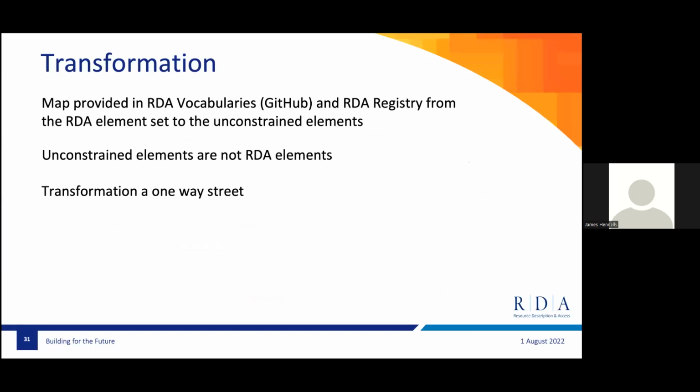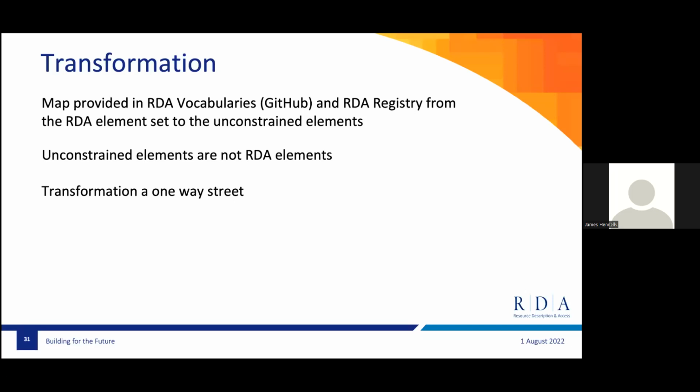The whole purpose for them existing is to take RDA information and transform it into something that can be used in a non-RDA application, because that application may want to make use of the data that RDA was used to produce, but it doesn't need the precise semantics. It doesn't need work, expression, manifestation, and item. It just wants the information. So the unconstrained elements are a way of taking RDA data and transforming it into something that non-RDA applications can use.